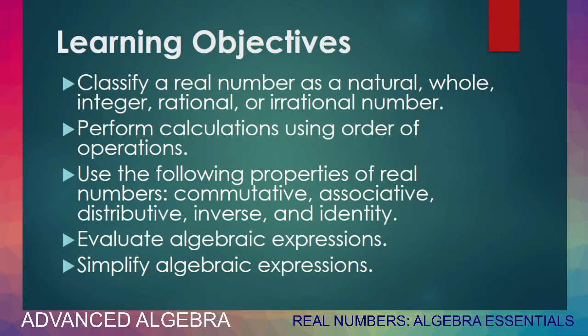So learning objectives of this lesson is to classify a real number as a natural, whole, integer, rational, or irrational number. Second, perform calculation using order of operations. Use the following properties of real numbers: commutative, associative, distributive, inverse, and identity. Next, evaluate algebraic expressions. Next is simplify algebraic expressions. So yun yung ating objective ng lesson natin.